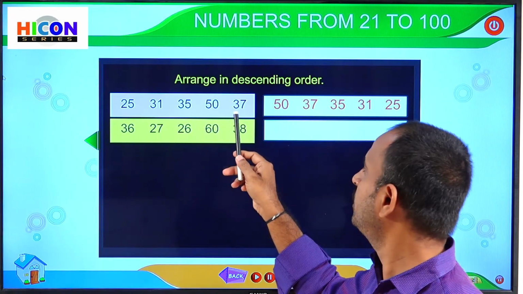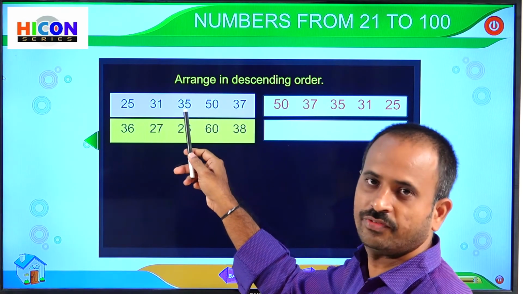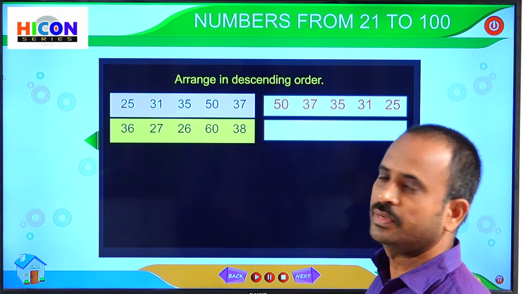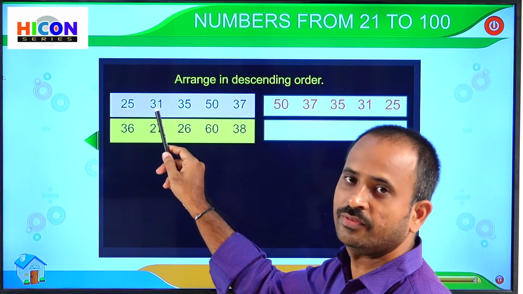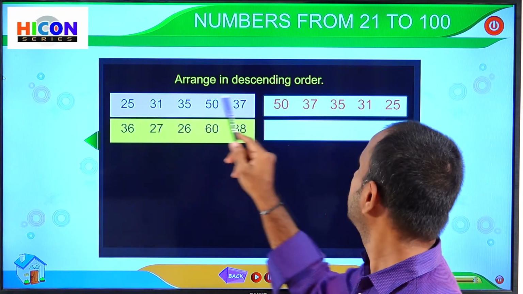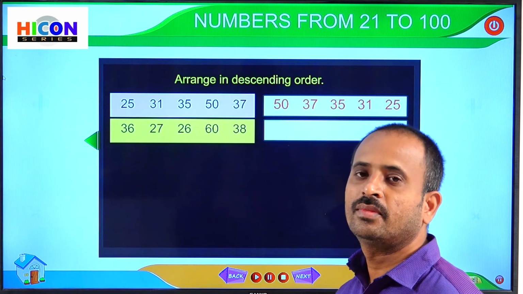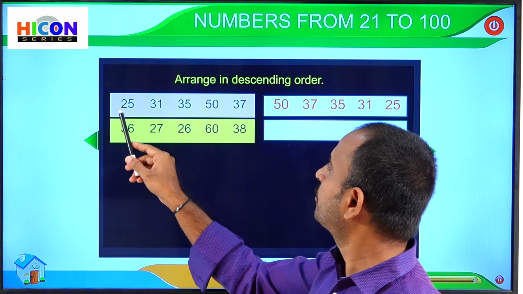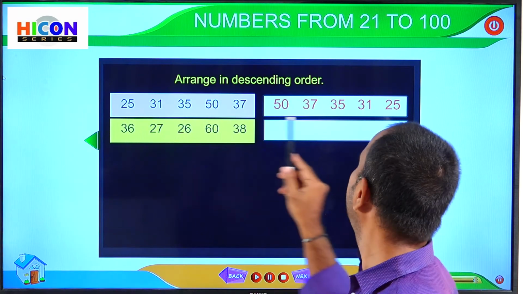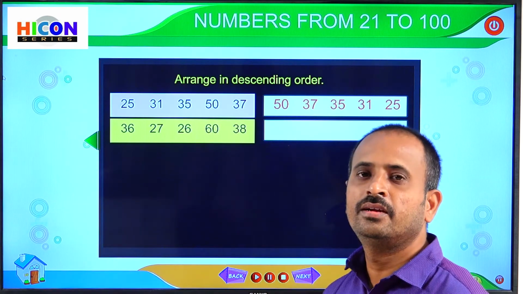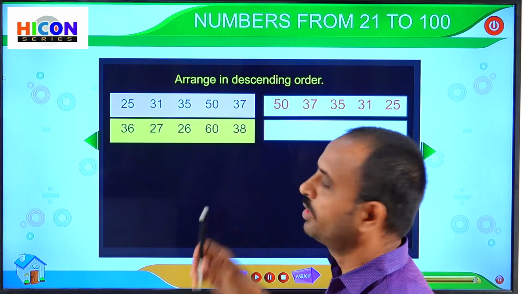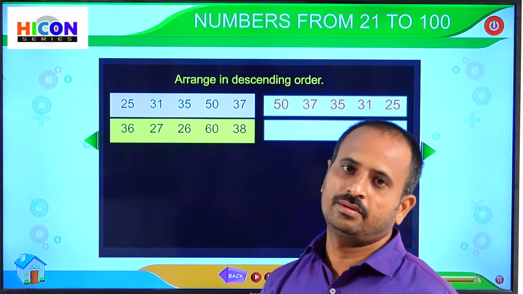So after 37, which is the greatest number? 35. So write 35 in the third place. After 35, which is the greatest number, 25 or 31? 31 is the greatest. So write 31 in the fourth place. And what is the remaining number here? 25. So write the remaining number in the last. So children, this is the descending order, and practice this problem at home as homework.